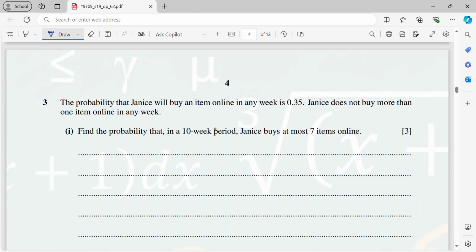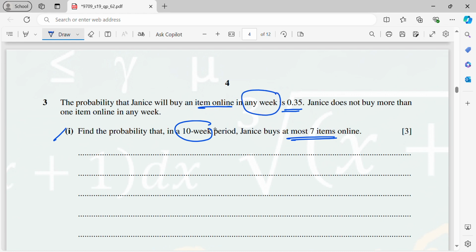Question number three. The probability that Janice will buy an item online in any week is 0.35. Janice does not buy more than one item online in any week. First part, find the probability that in a 10-week period, Janice buys at most 7 items online. This is 10 weeks. Okay, this is any week.